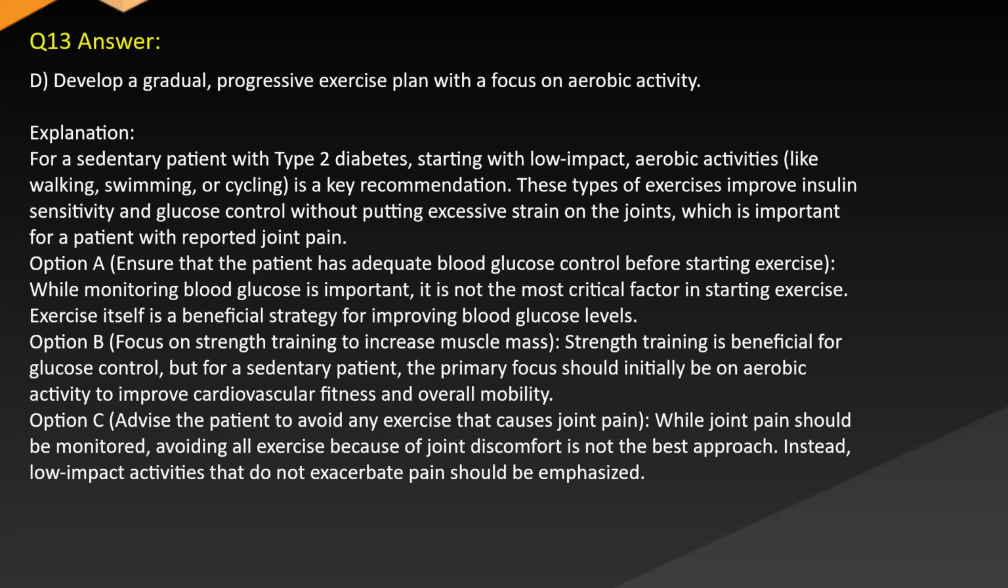Option A. Ensure that the patient has adequate blood glucose control before starting exercise. While monitoring blood glucose is important, it is not the most critical factor in starting exercise. Exercise itself is a beneficial strategy for improving blood glucose levels. Option B. Focus on strength training to increase muscle mass. Strength training is beneficial for glucose control, but for a sedentary patient, the primary focus should initially be on aerobic activity to improve cardiovascular fitness and overall mobility.